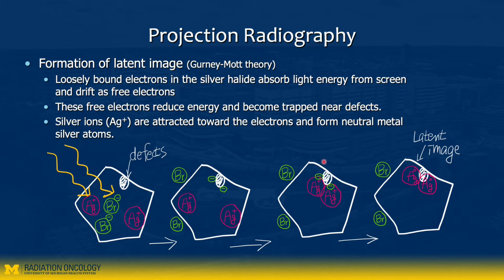So this is the microscopic level, but you can imagine that if there is actually a human body or hand or chest, where the radiation hits this silver bromide, you will get a higher density of these silver atoms, which will be formed as a latent image.